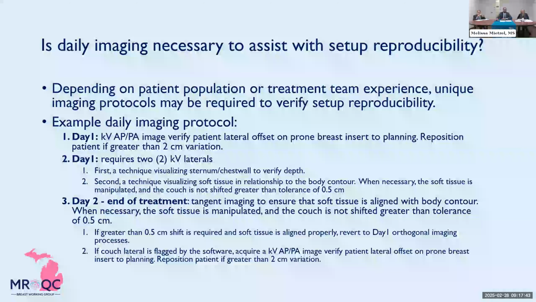If the couch position is flagged by the software, acquire another KV AP/PA image to verify the patient's lateral offset on the prone insert. And the patient is repositioned if the shift is greater than 2 centimeters. So again, this is an example of a daily imaging protocol, but something like this with modified tolerances can be used for patient setup reproducibility, as well as aligning the patient daily.